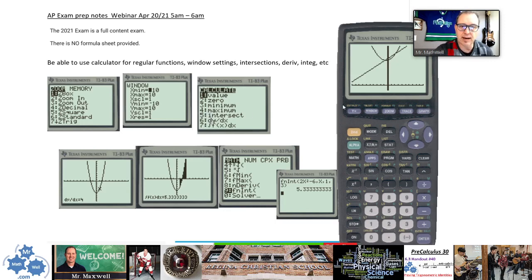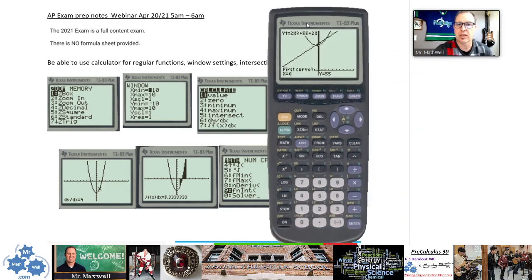Intersection right here, number 5. So you go to second function, trace, that's the calculate menu, number 5. So here, first curve. It'll ask you for the first curve, and it'll show you this is the parabola. The cursor is also blinking on the curve. You can see it clearly there. You say yes, first curve.